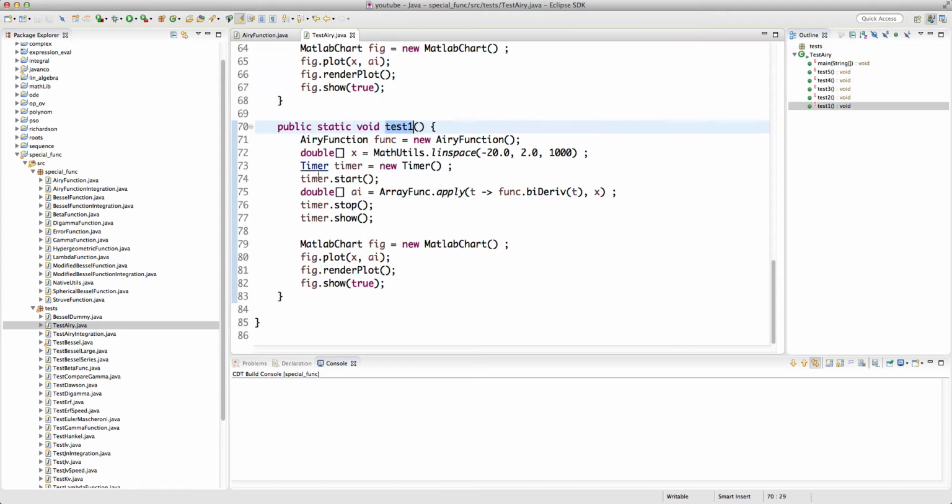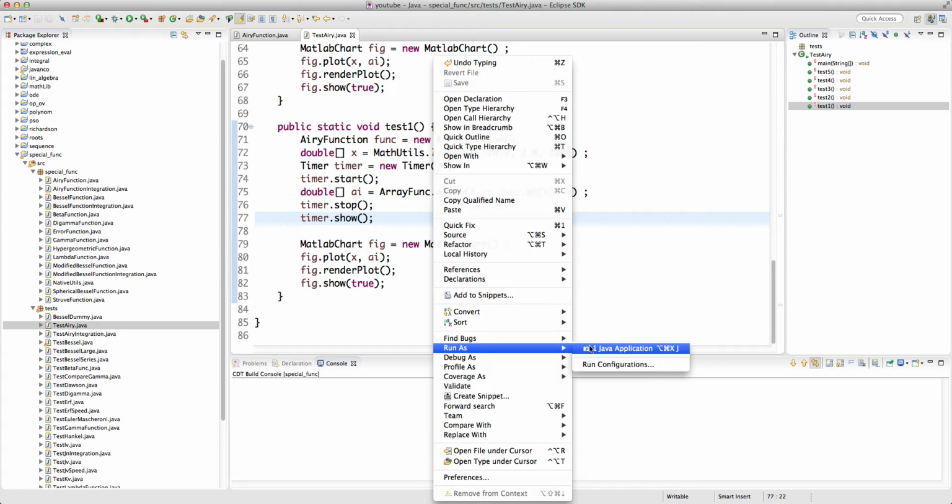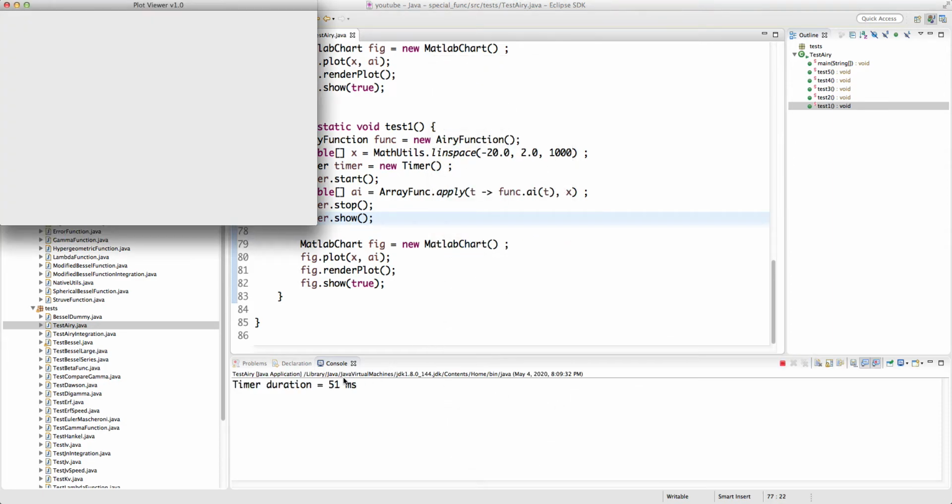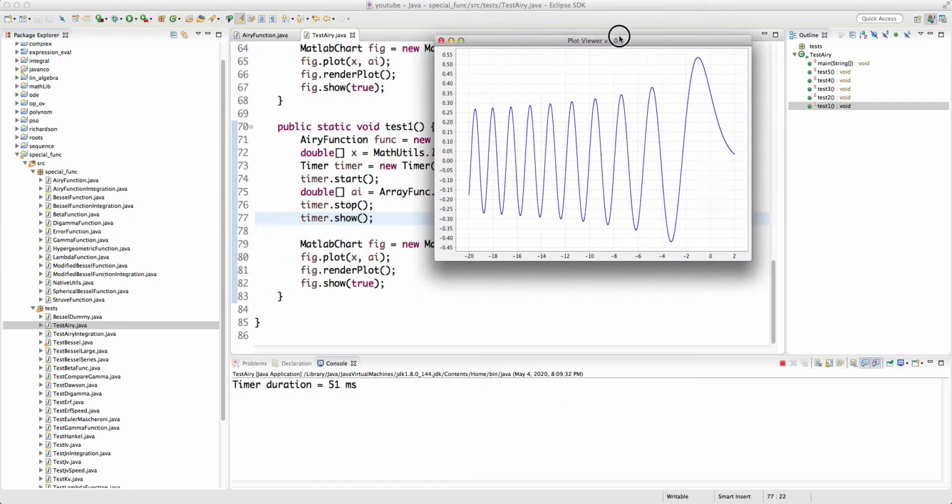So let's look at test 1. So now I use my Airy function class, which uses the Bessel function relations, and I create X array, linspace minus 20 to 2, 1000. Create my timer. Ai is func.ai. All right, and then I plot it. So let's look at this. Now you see the difference here.